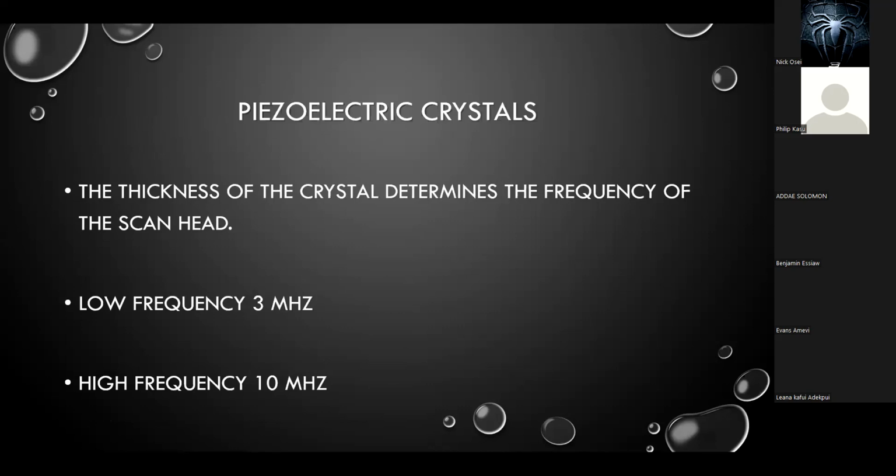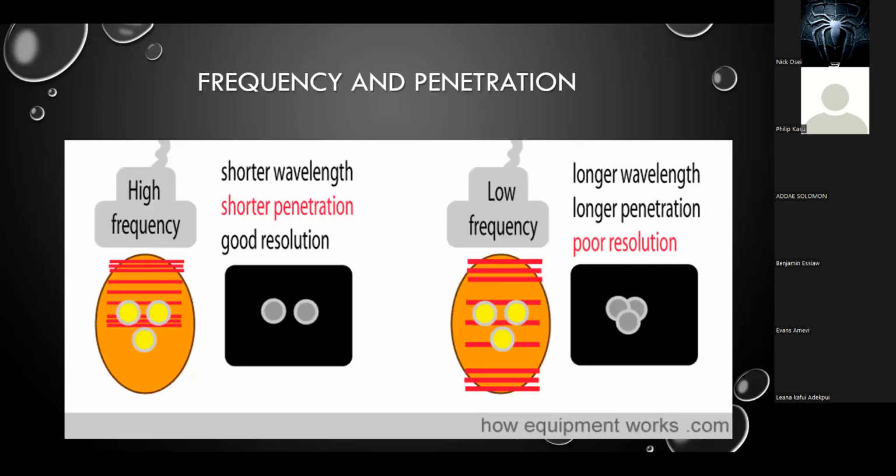Now we're going to take some of the principles one by one. First thing you need to note is that the thickness of the crystal determines the frequency of the sound waves that are produced from the scan head. Low frequencies, as I already said, are about 3 megahertz, and high frequencies are in the range of about 10 megahertz. Now, what is the relation between the frequency of ultrasound waves and their ability to penetrate, or their penetrability?